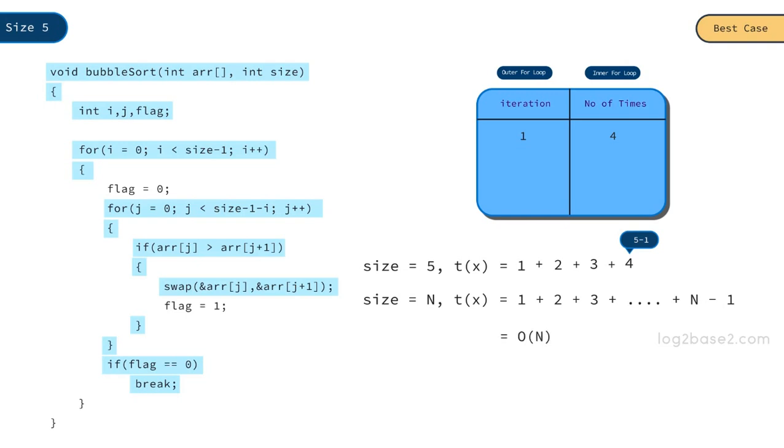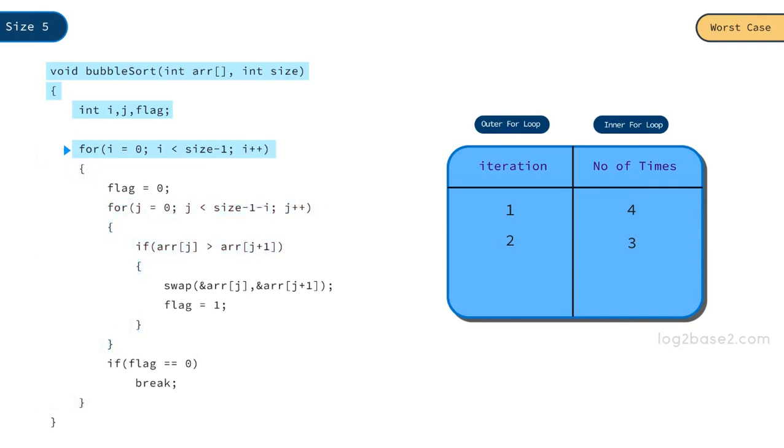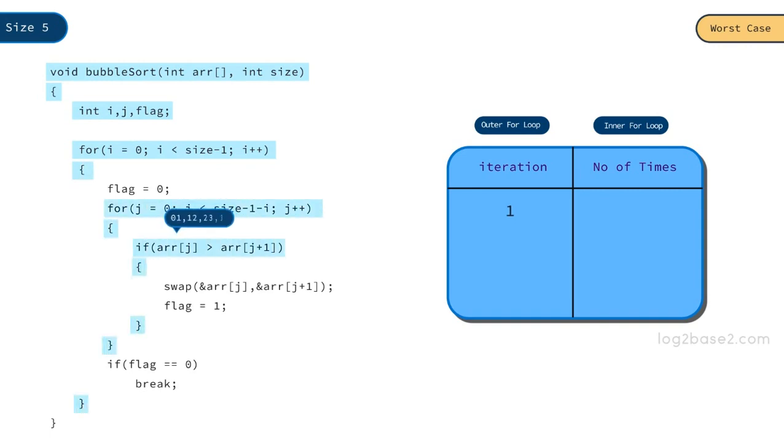So that was the best case. Now what about the worst case? Let us see. For the outer loop, when i equal to 0, the inner loop will be executed for 4 times. That is for j equal to 0, j equal to 1, j equal to 2 and j equal to 3. That is from 0 to size minus 1 minus i. So in the first iteration of outer for loop, the inner loop statement executed 4 times.